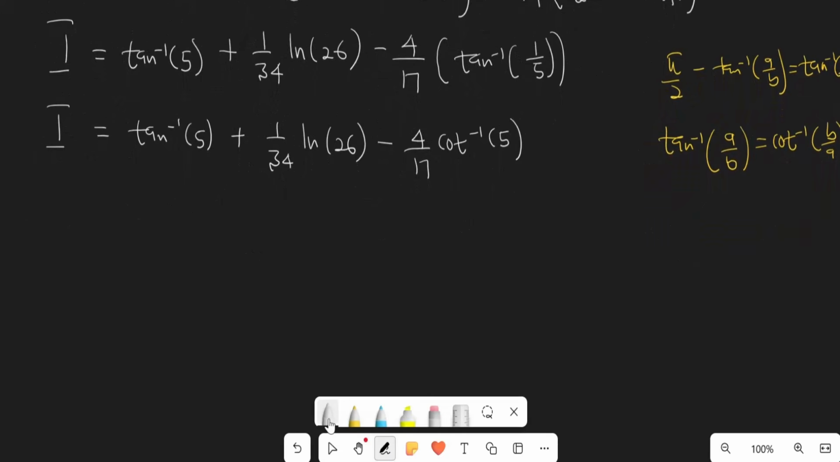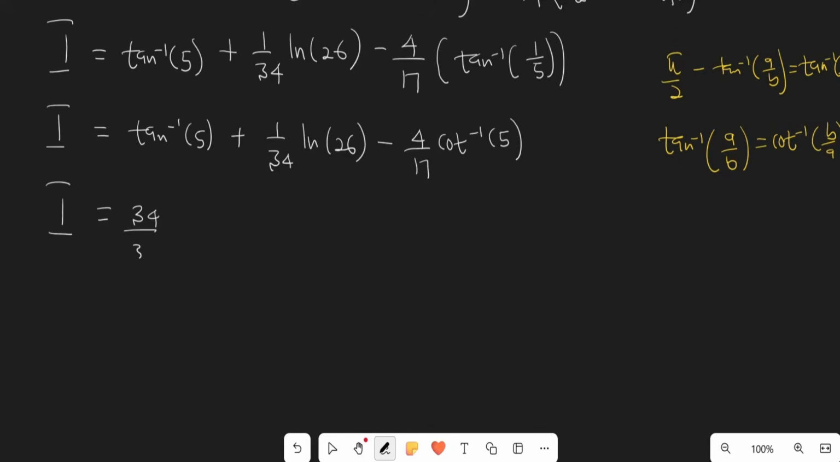So now to make everything have the same coefficient, I'm going to multiply this one by 34 and divide by 34, and that is going to be multiplied by the tan inverse of 5, and then plus 1 over 34 here, that is going to be the ln of 26, minus, this is 8 over 34, right? And then the cotangent inverse of 5.